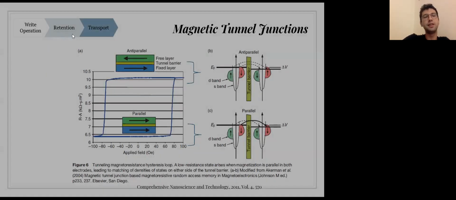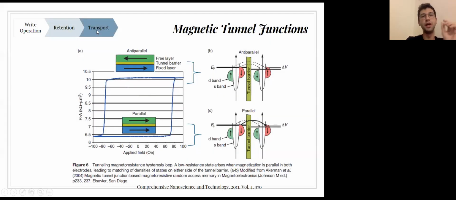All right, we just talked about the write operation. We see that it's inherent to the retention because of the double valves and the transport system that we have. So the next topic will be the read operation. The most commonly used read head sensors are magnetic tunnel junctions, which benefit from tunnel magnetoresistance. Here on the left, we see a hysteresis loop. You see that on one axis we have applied fields and on the other the resistance or area.